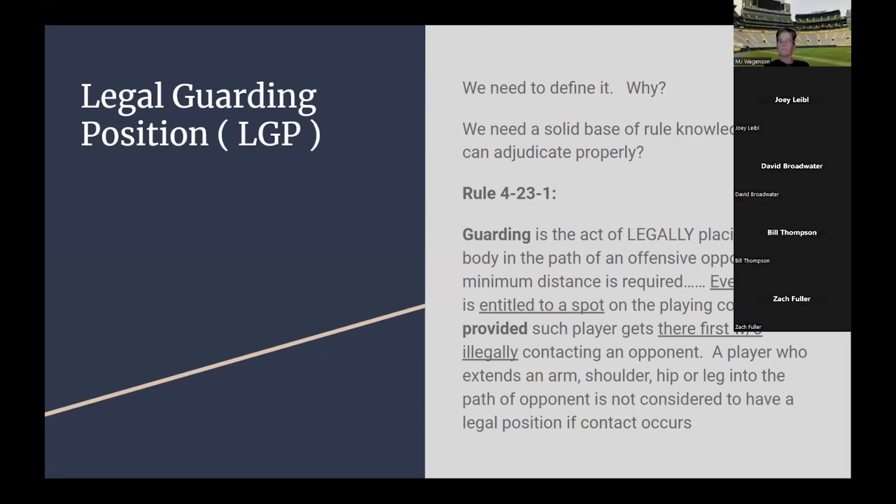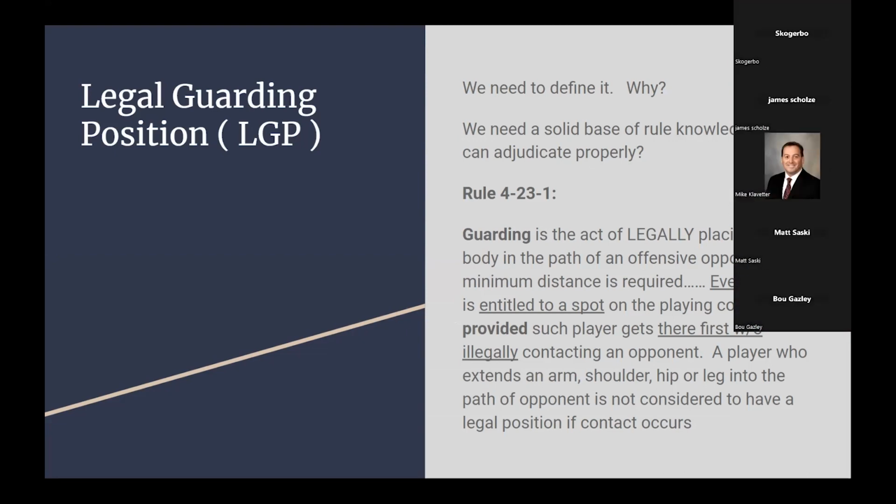It's the act of legally placing the body in the path of an offensive opponent. No minimum distance is required with the ball. Every player is entitled to a spot on the playing court, provided they get there first without illegally contacting their opponent. A player who extends arm, shoulder, hip, or leg into the path of an opponent is not considered to have a legal position if contact occurs. So there's a bunch of legal language for you.